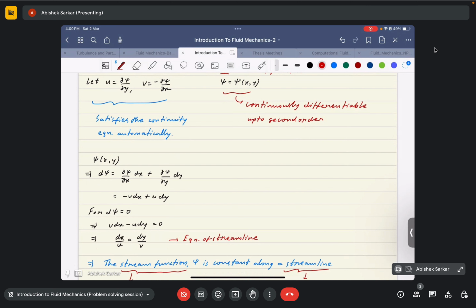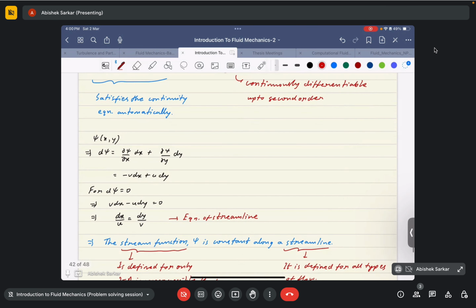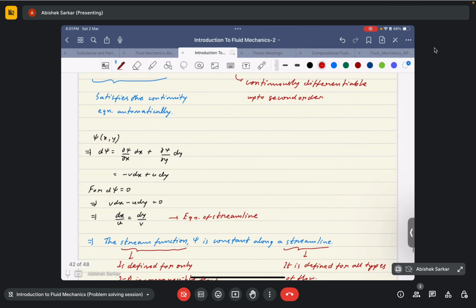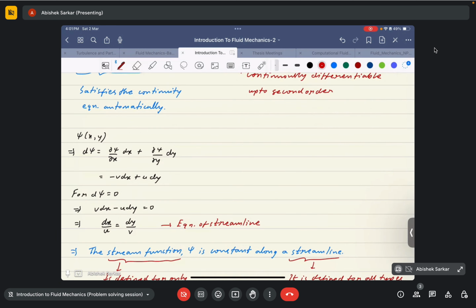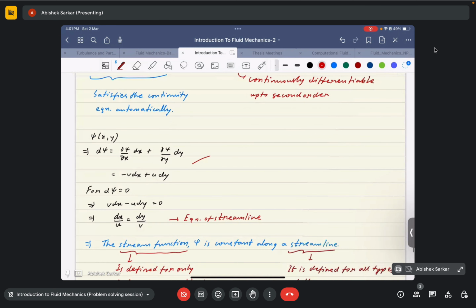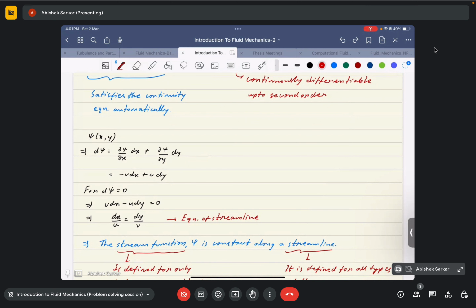Okay, so since it's a 2D function, if we consider the total derivative of psi, denoted by d psi, then d psi would be given by ∂psi/∂x dx plus ∂psi/∂y dy. It's the formal definition of a total derivative, so I don't think I need to show you how we can approach it.